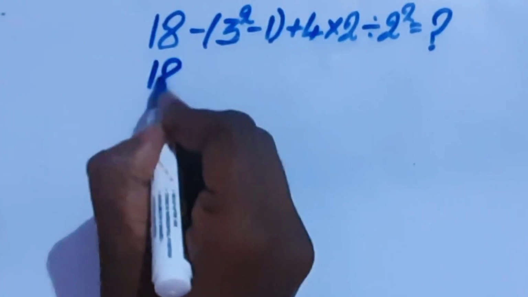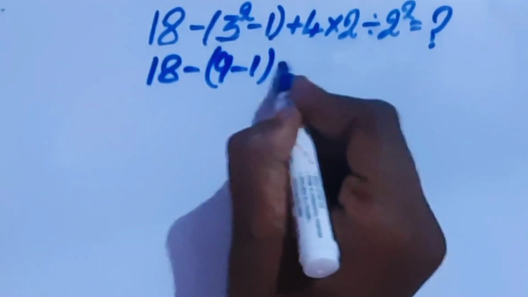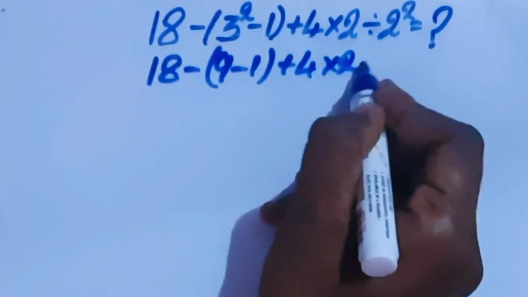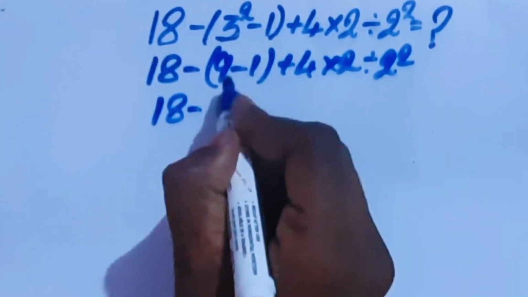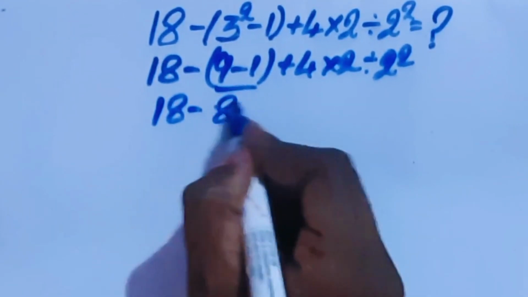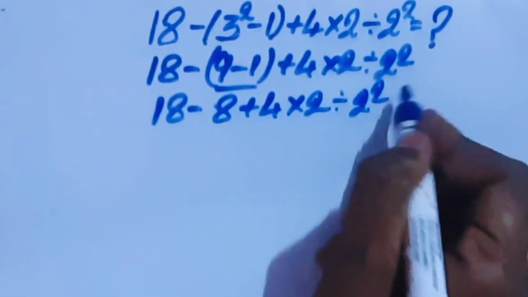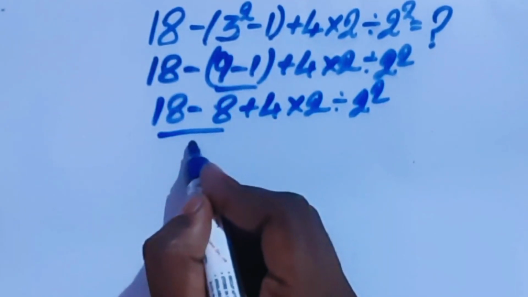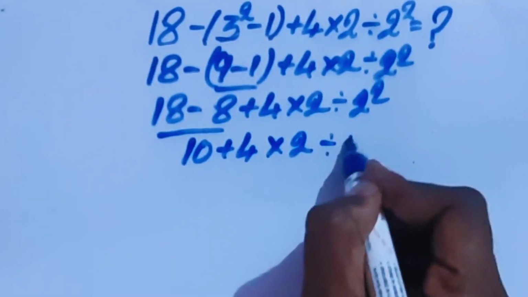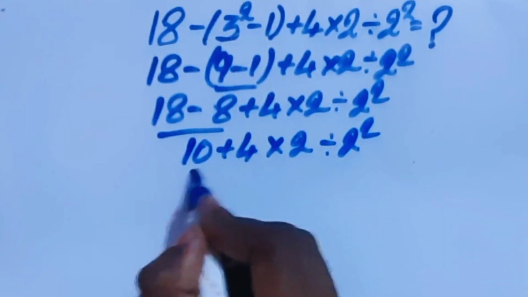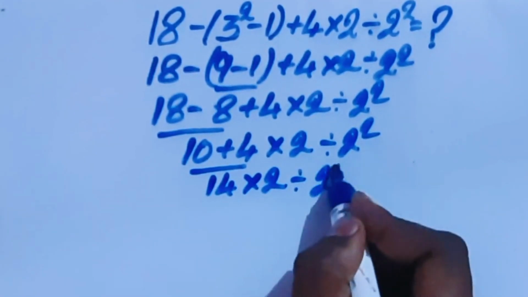Hi guys, here 18 minus this 3 power 2 is 9, minus 1 in bracket, plus 4 times 2 divided by 2 power 2. Here 18 minus 9 minus 1 is 8, plus 4 times 2 divided by 2 power 2. Here 18 minus 8 is 10, plus 4 times 2 divided by 2 power 2. Here 10 plus 4 is 14, times 2 divided by 2 power 2.